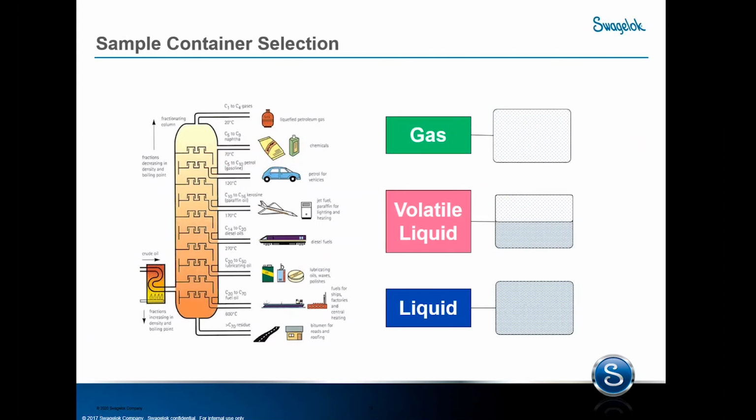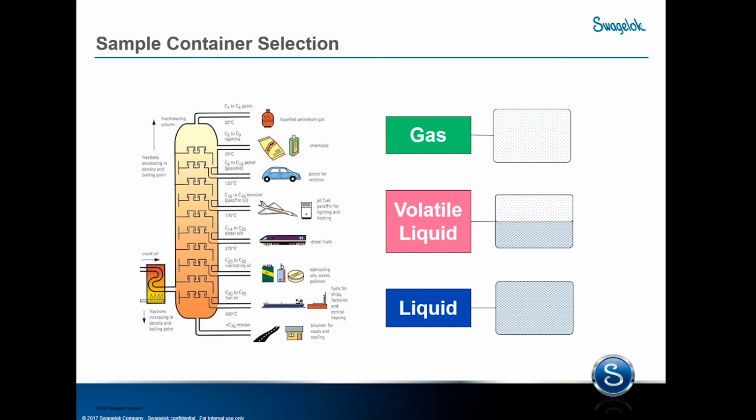So to illustrate the point of sample volatility, let's look at an example with a distillation tower, which is the central process in the refinery. So crude oil is piped into the boiler, where it's boiled off into gases. The hot gases then rise through the tower, and depending on their density and their boiling points, they're going to condense out at different levels in the tower. Of course, at all these different outlet points in the tower, you're likely to have grab sampling.